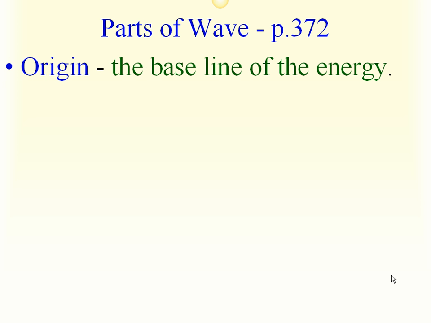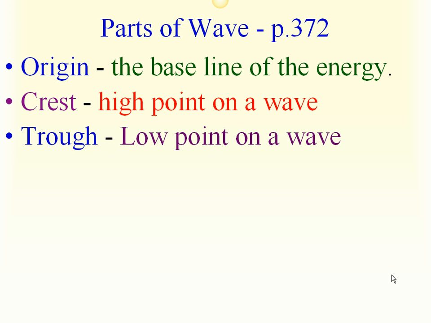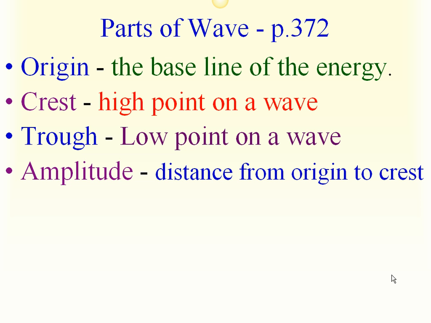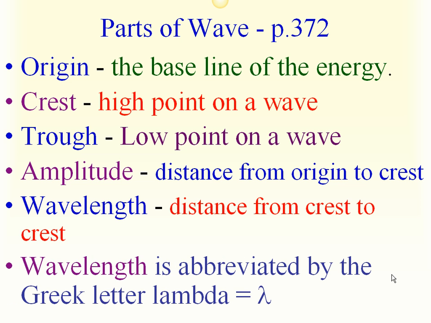Parts of the wave you can find on page 372 in your textbook. Origin is the baseline of energy. Crest is the high point on a wave. Trough is the low point on a wave. Amplitude, distance from origin to the crest. Wavelength is the distance from crest to crest. Wavelength is abbreviated by the Greek letter lambda. It's upside down Y.